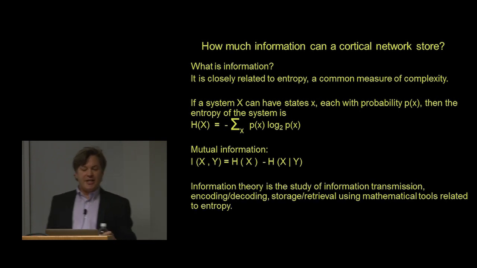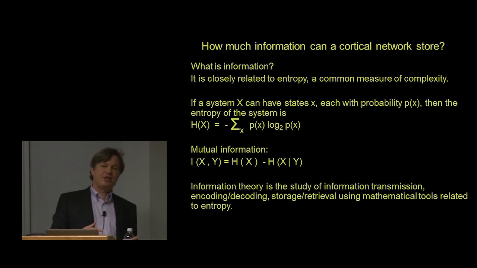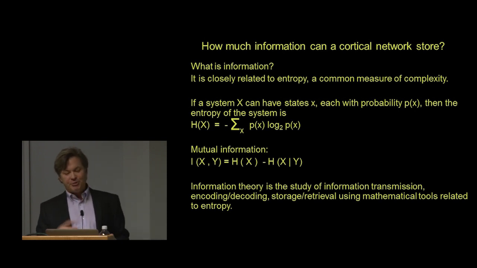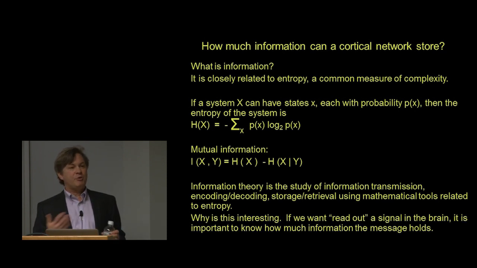So information theory is the study of information transmission. That was the original use. Encoding and decoding come into that. But really, in the computer age, and in the Engram age, storage and retrieval of memory is the issue, and how it relates to entropy. That's really the interesting quantity. So why is it interesting? If we want to read out a neural system, it's important to know how much information it can encode.